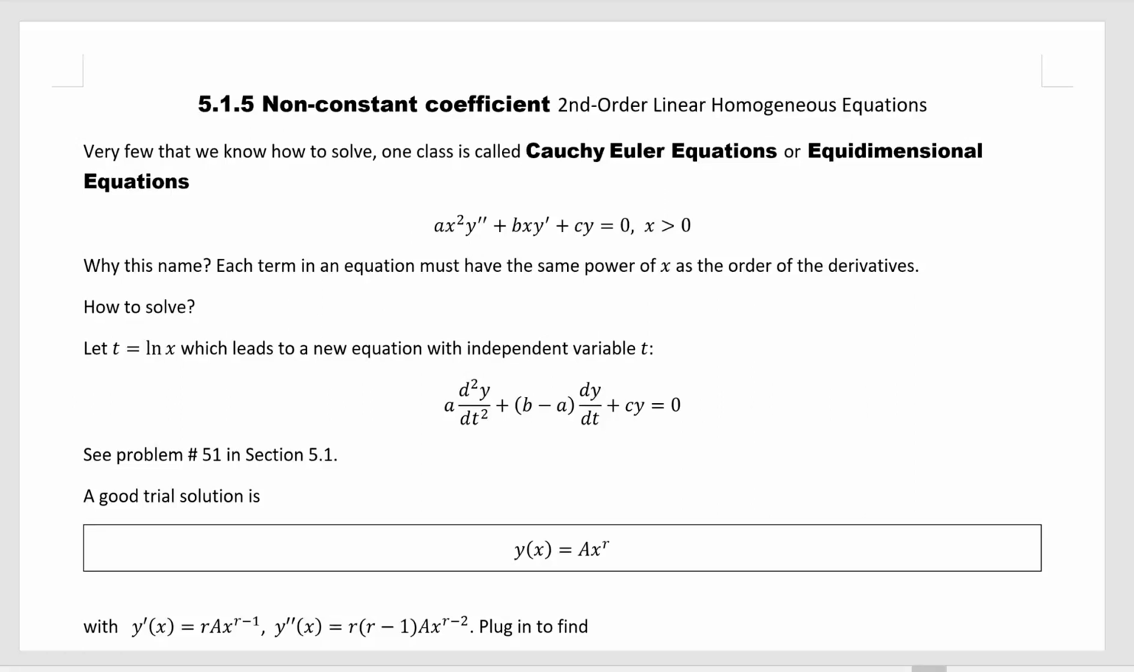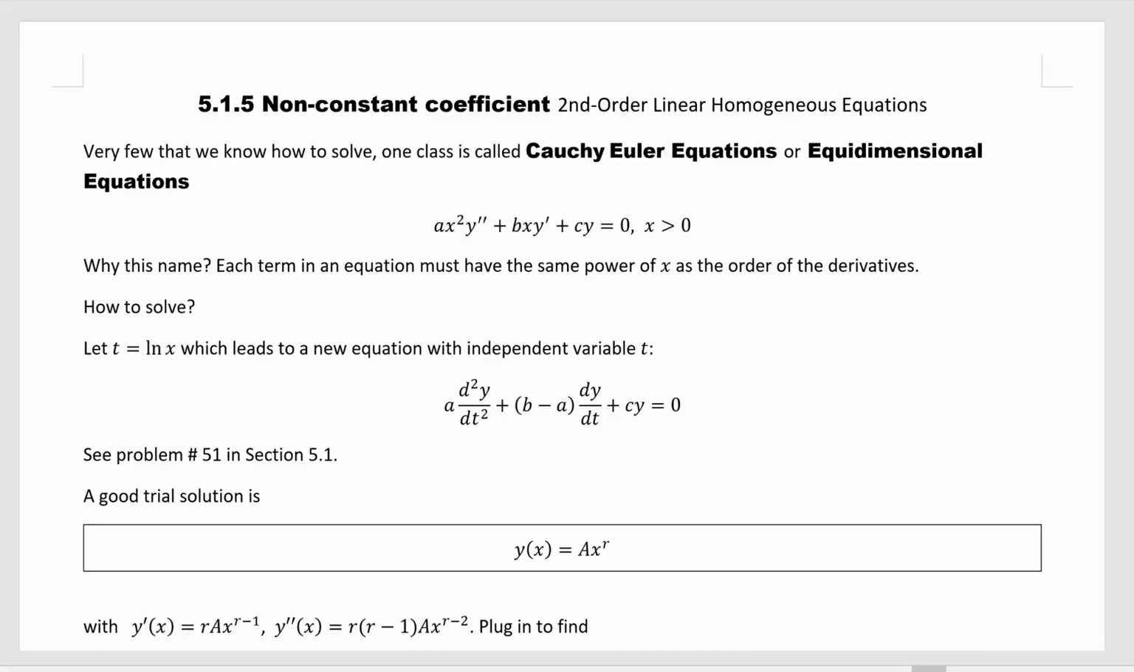Hi everyone. Today let's talk about non-constant coefficient second-order linear homogeneous equations. Last time we talked about second-order linear differential equations with constant coefficients. How about non-constant coefficients? Very few non-constant coefficient differential equations are ones that we know how to solve. One class we know how to solve is called the Cauchy-Euler equations, or equidimensional equations.